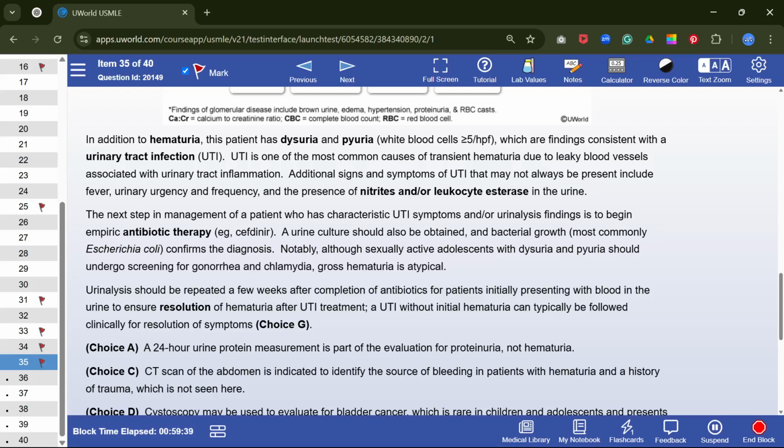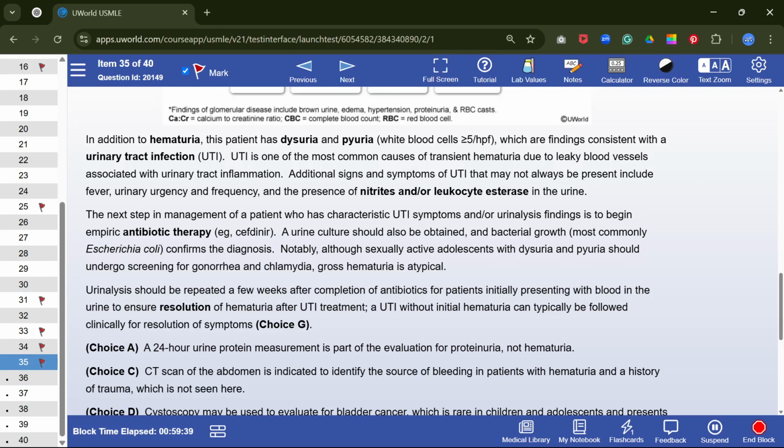In addition to hematuria, this patient has dysuria and pyuria, which are consistent with urinary tract infection. UTI is one of the more common causes of transient hematuria due to leaky blood vessels associated with urinary tract inflammation.